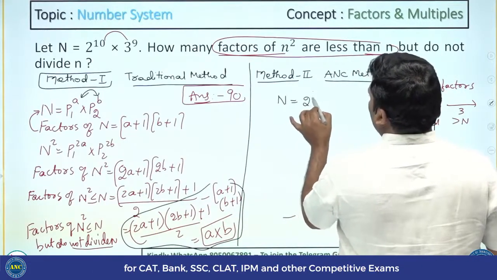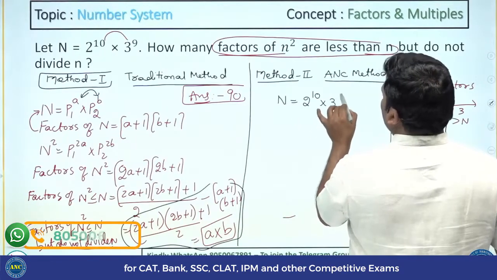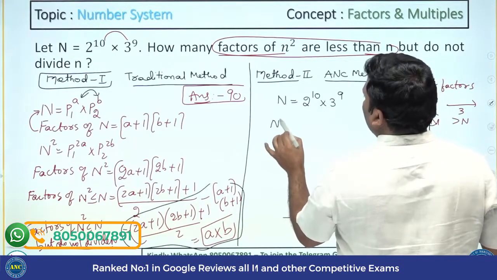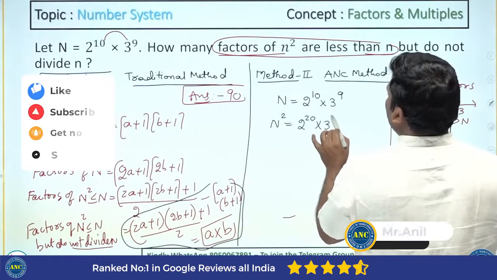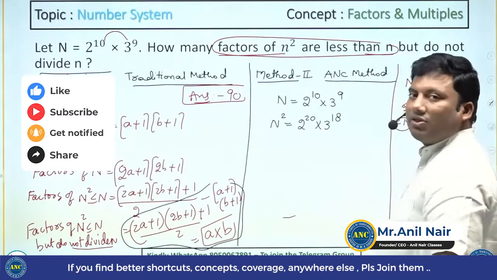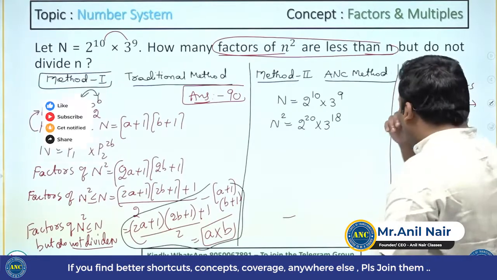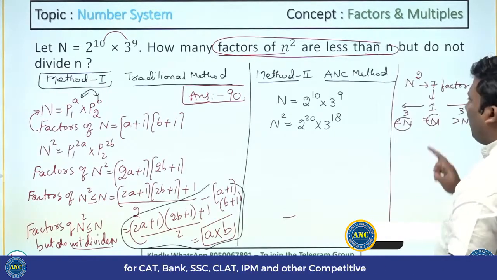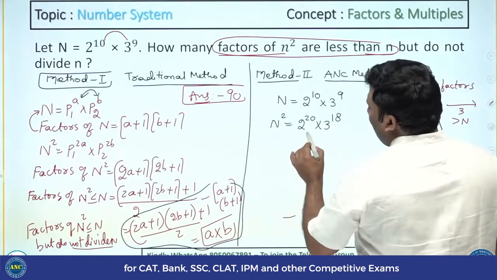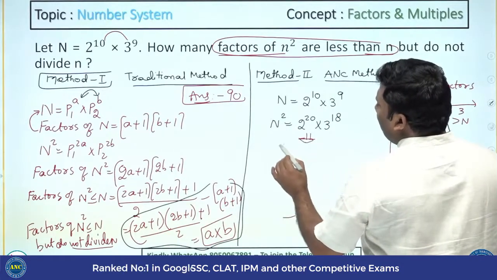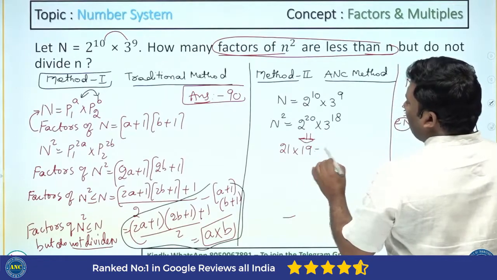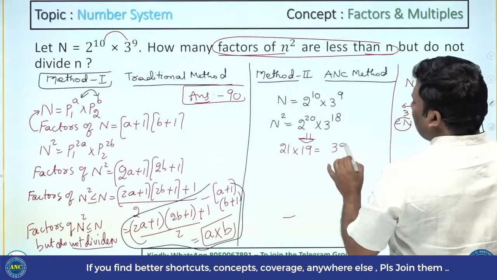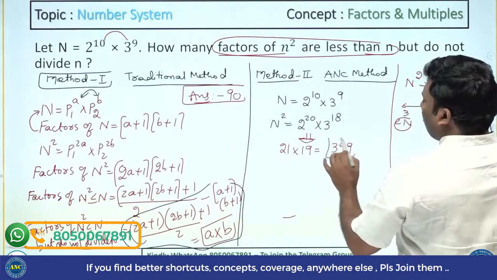N is 2 power 10 into 3 power 9. N square will become 2 power 20 into 3 power 18. Are you all with me? How many factors are there for this number? 0 to 20, 21. 0 to 18, 19. Which is 399.